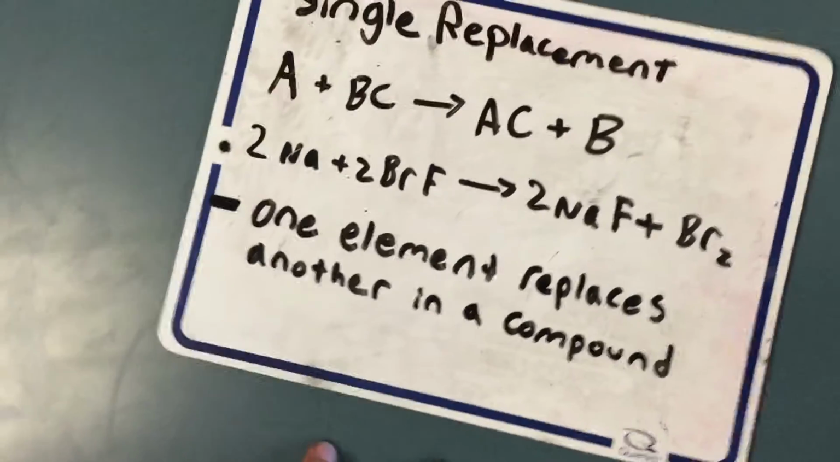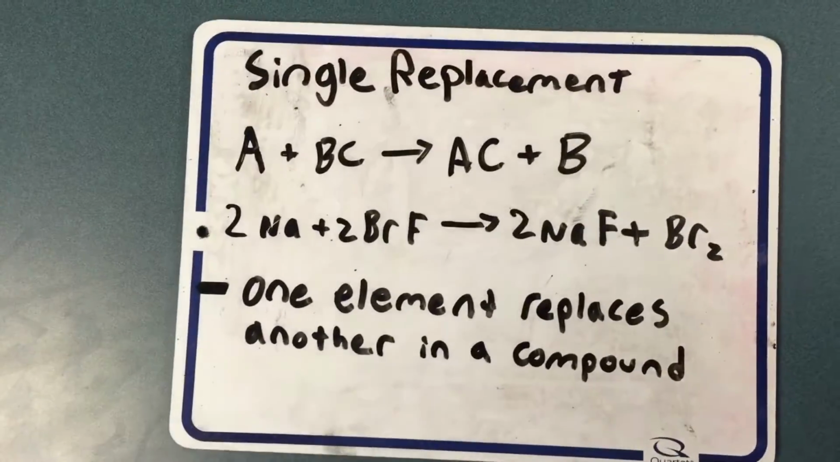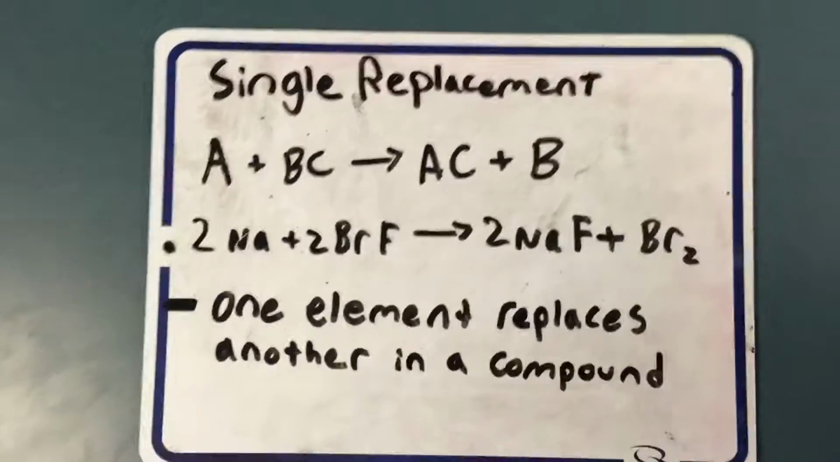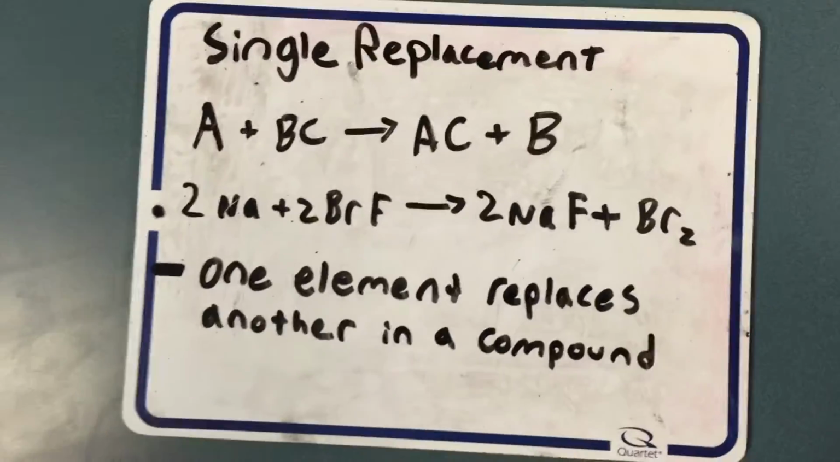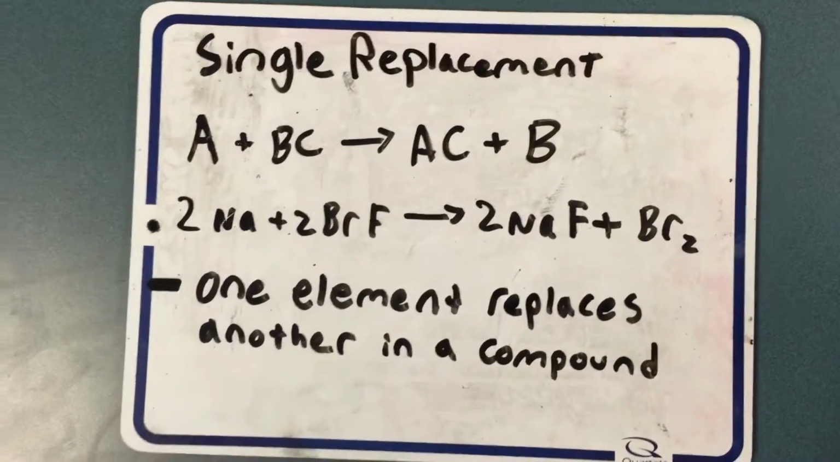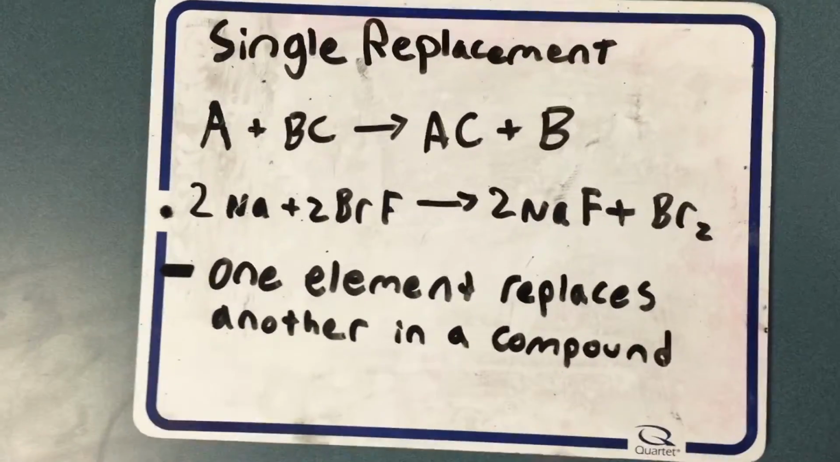In single replacement, there is one compound and one element. You switch the first element in the compound with the single element on the reactant side to form the product. In the product, you should get another compound and a single element. Balance both sides of the equation.